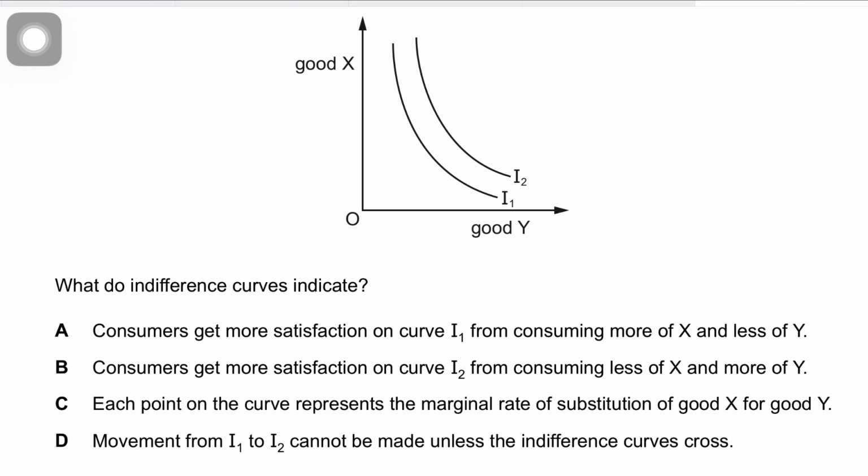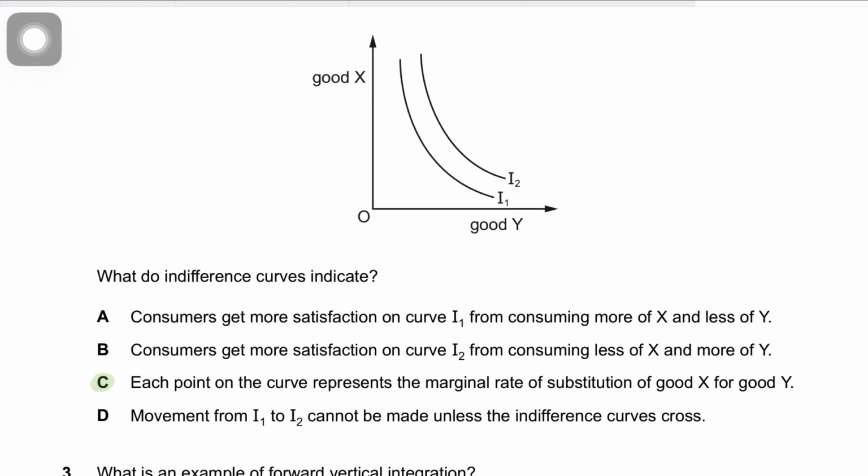Each point on the curve represents marginal rate of substitution. This is correct because an indifference curve shows different combinations of the two goods that give the consumer the same satisfaction. So the slope of this indifference curve represents the marginal rate of substitution. It means how much of good Y the consumer is willing to give up to gain one more unit of X, or vice versa, how much of good X the consumer is willing to give up to get an additional unit of Y, while keeping the utility constant because you're on the same indifference curve. So C is the correct answer.